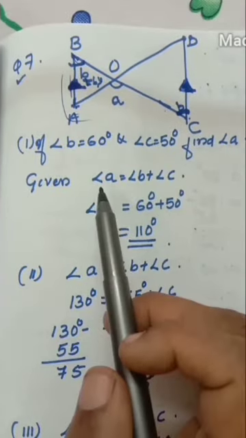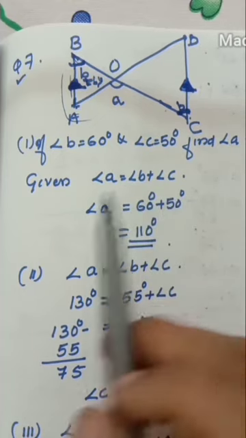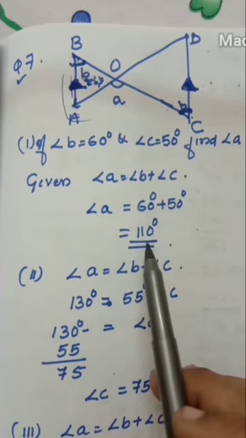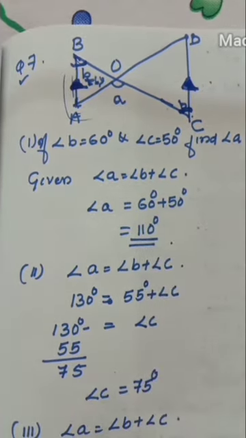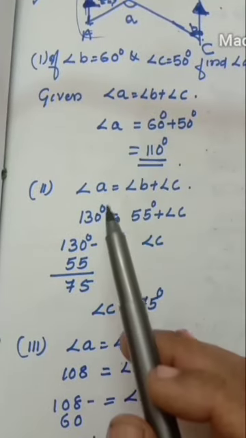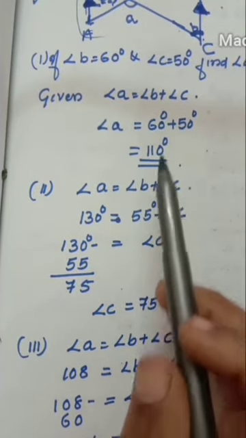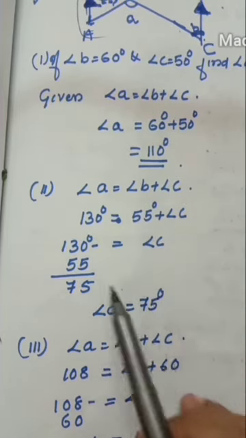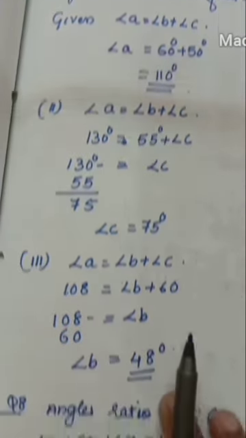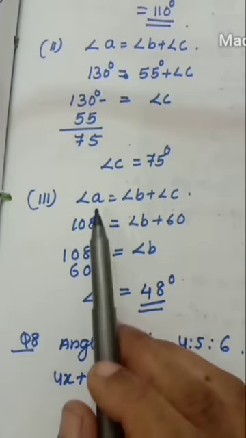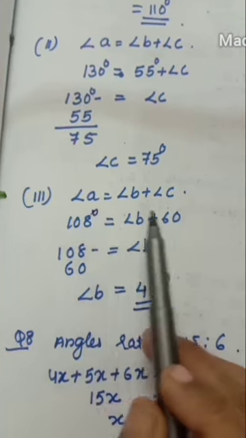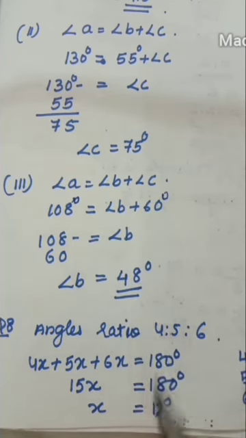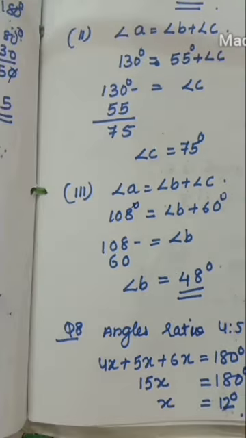So here, already given angle A equal to angle B plus angle C. Angle B given, angle C given, you put the values and you will get angle A as 110 degree. Now angle A equal to angle B plus angle C: angle A given 130, angle B given 55 degree, you can get angle C. Third part same, given 108 degree, here 60 degree, move 60 to that side, you will get angle B equal to 48 degree.